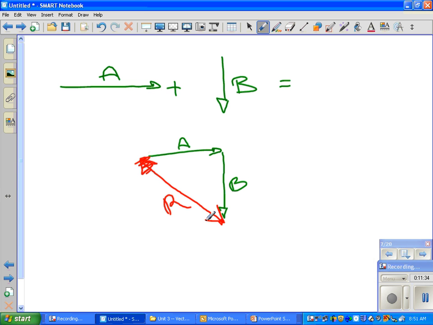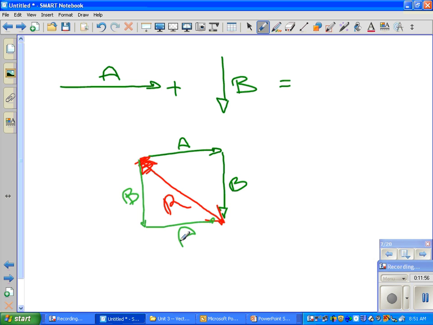The second thing I want you to see is it does not matter the order in which you add your vectors. Just like in numbers. What's 2 plus 3? What's 3 plus 2? Excellent. So here's vector A plus B. I could just as easily have done vector B plus A and gotten the same thing.